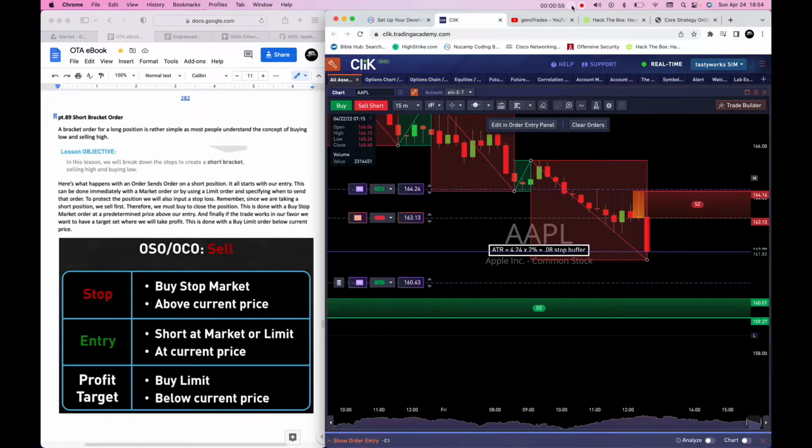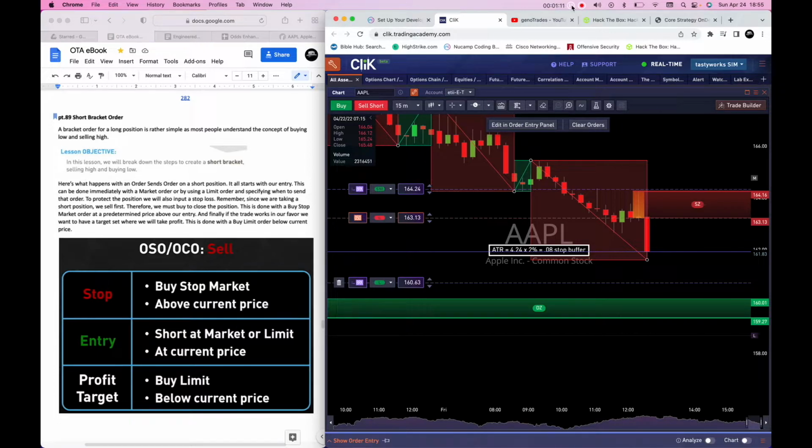Remember, since we are taking a short position, we will sell first. Therefore, we must buy to close the position. This is done with a buy stop market order at a predetermined price above our entry.